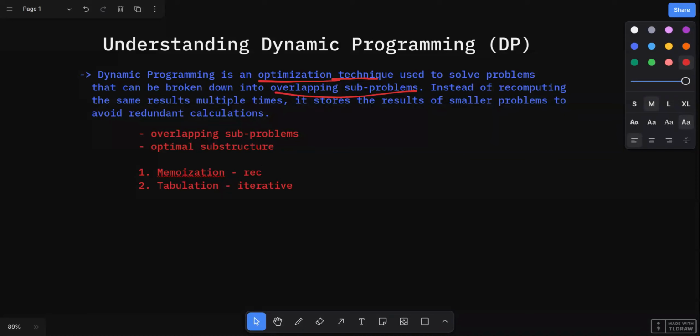Recursive. We use a recursive approach. So we start with the main problem, break it down into smaller subproblems recursively, and if a subproblem is already solved, we retrieve it from memory. That is just a quick introduction to dynamic programming. In the next video, we're going to look at these two main DP approaches, memoization and tabulation, and we're also going to see an example of Fibonacci with memoization and also Fibonacci with tabulation.